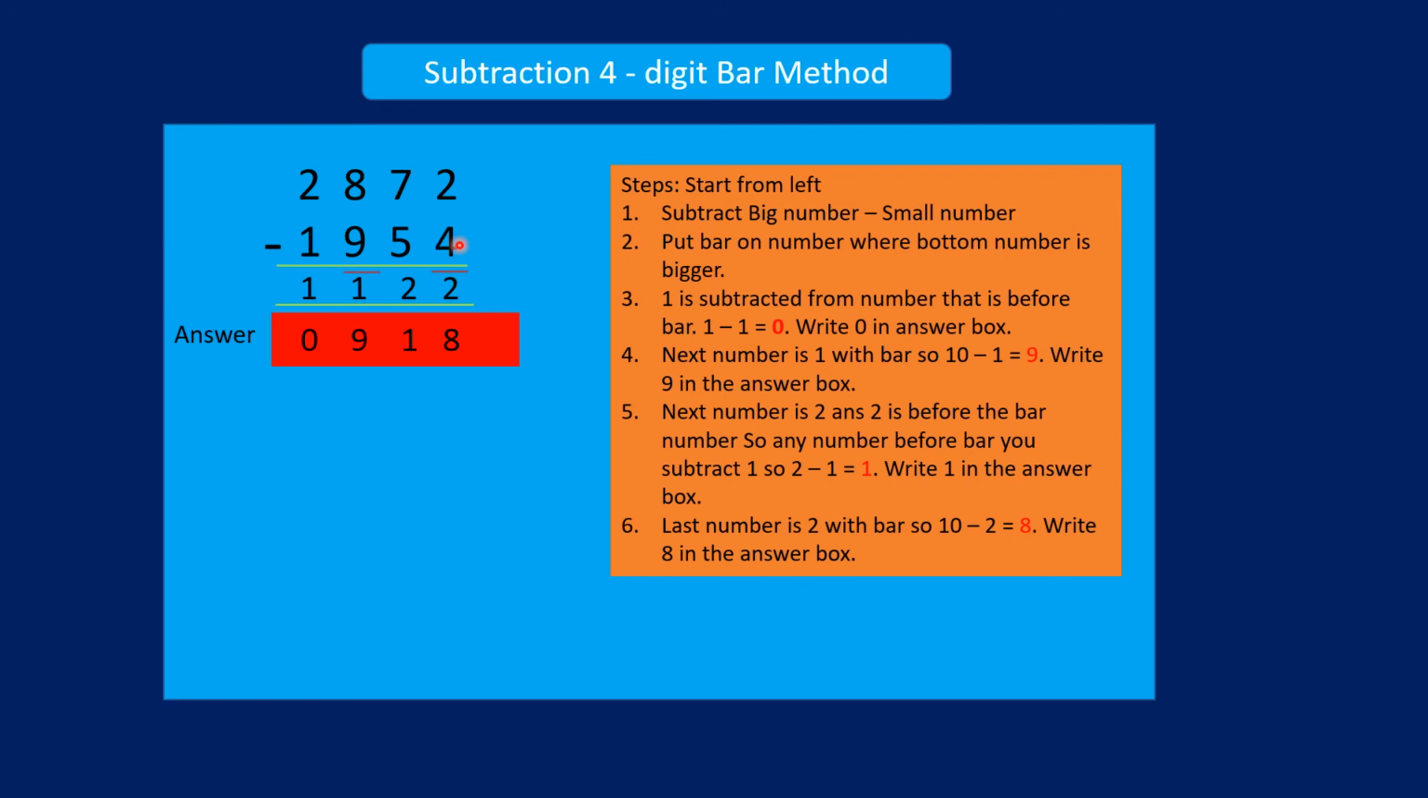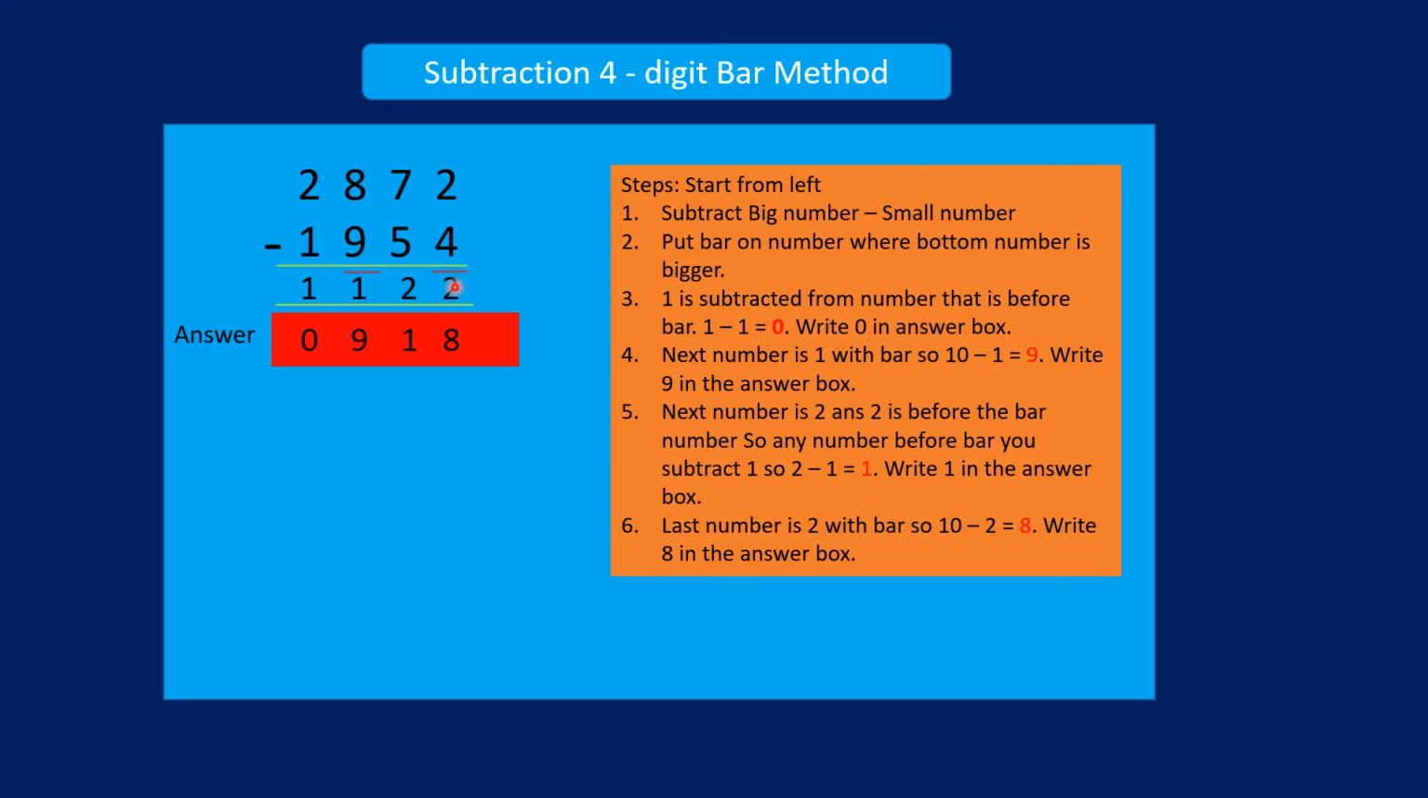Alright. Now look. Any number before bar you subtract 1. So 1 minus 1, 0. So there is only one number left with bar. You do 10 minus 1, you get 9. Now let's look at next number is 2. After 2, there is next number with a bar. And we remember any number before bar, so 2 is before this 2 bar, you subtract 1. 2 minus 1, you write 1 here.